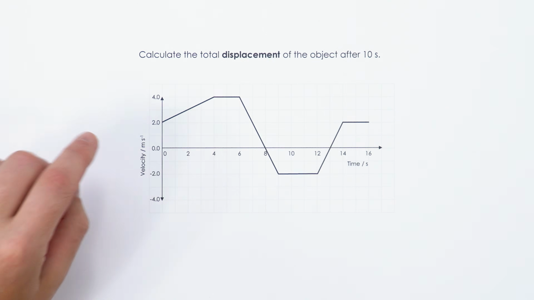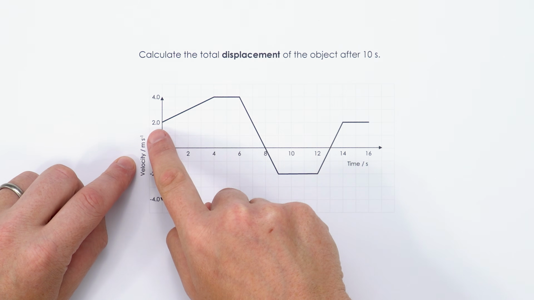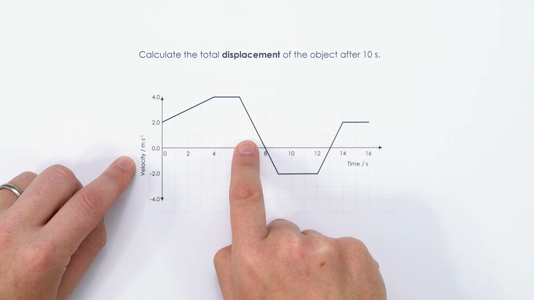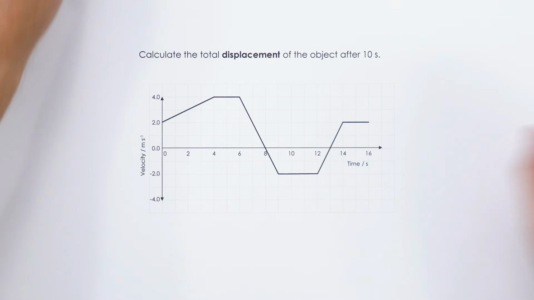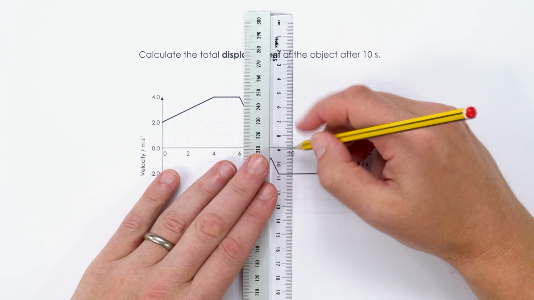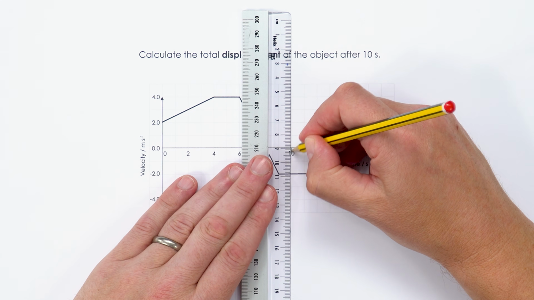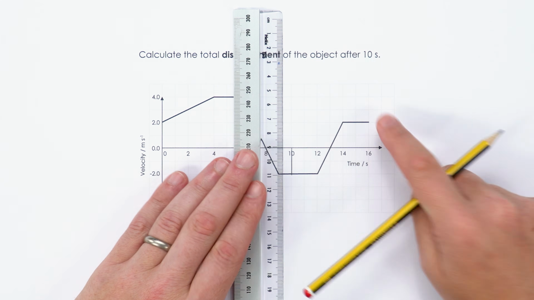In order to solve this worked example, we simply need to know the area under the line up until the time that we're interested in. And because we have a velocity time graph, the area between the line and the axis is equal to the displacement. Now we're going to go up until 10 seconds, so we can ignore anything after this point.